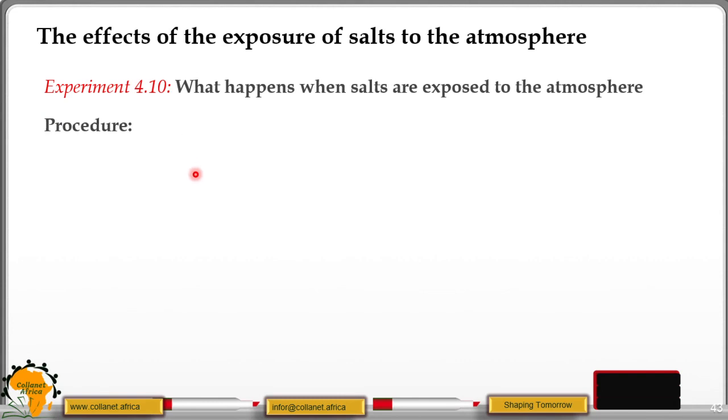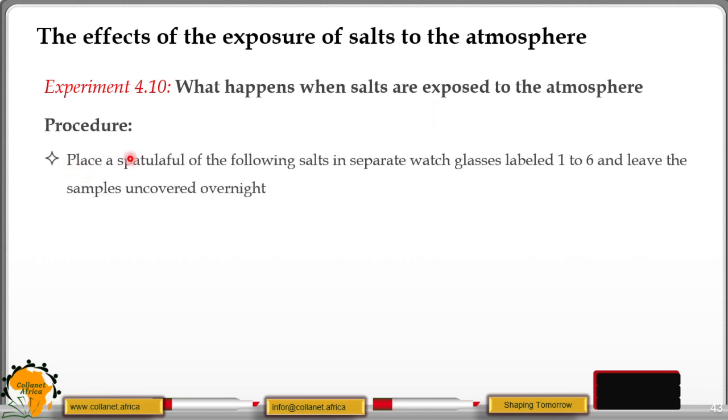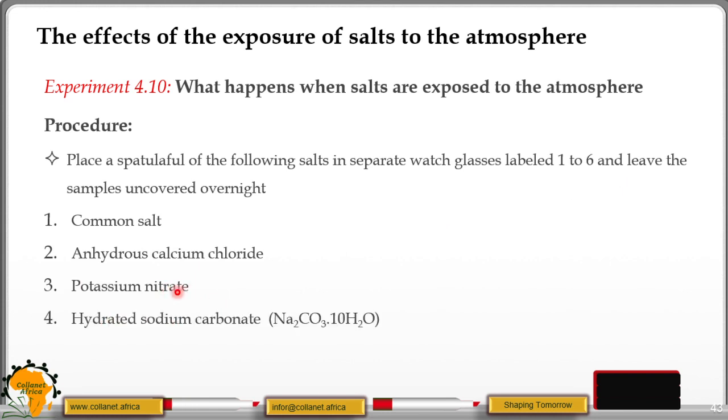Then let's look at the effect of the exposure of salt to the atmosphere. We're going to look at experiment 4.10. What happens when salts are exposed to the atmosphere? This is the procedure. Place a spatula full of the following salts in separate watch glasses, labeled 1 to 6, and leave the samples uncovered overnight. We have the common salt, that is sodium chloride, anhydrous calcium chloride, potassium nitrate, and hydrated sodium carbonate.